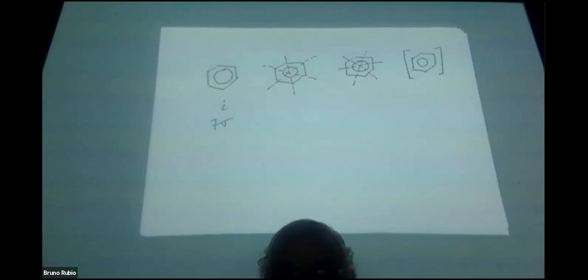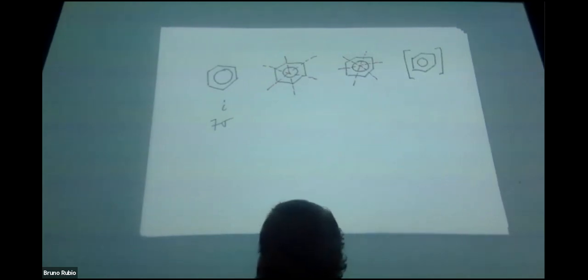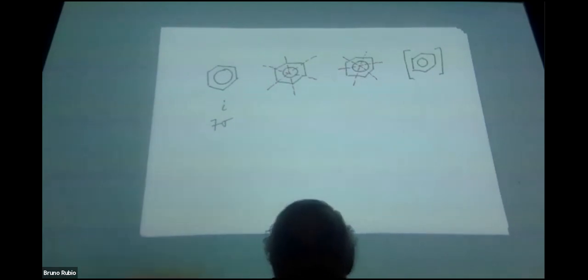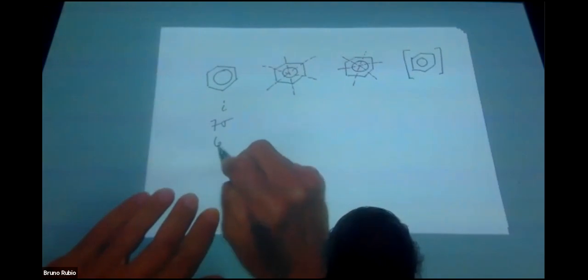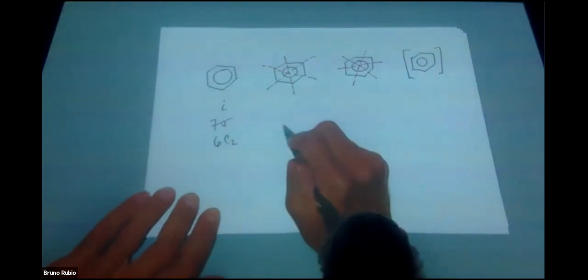Okay, lucky 7 is not the right answer, so let's try again. Oh, benzene has 6 C2 axes. And just by sheer accident, they are collinear with the planes of symmetry. So benzene has 6 C2 axes.